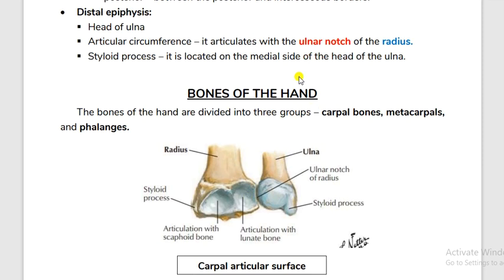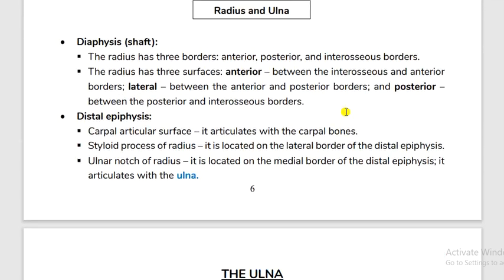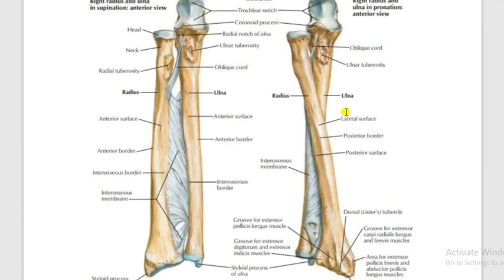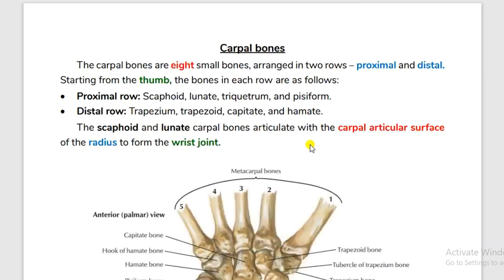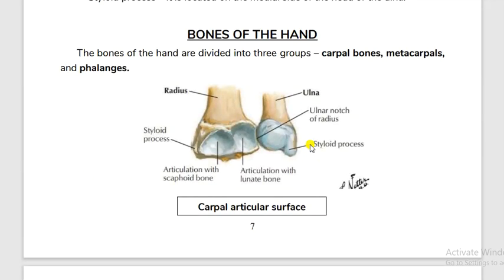The next topic is the bones of the hand. The bones of the hand are divided into three groups. So in summary, this is the radius here, and this is the ulna, radius and the ulna. So the bones of the hand are divided into three groups: the carpal bones, the metacarpals, and the phalanges.